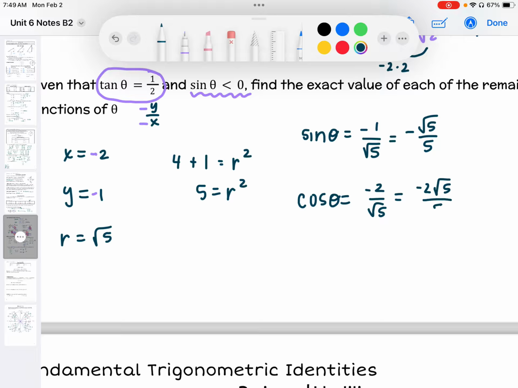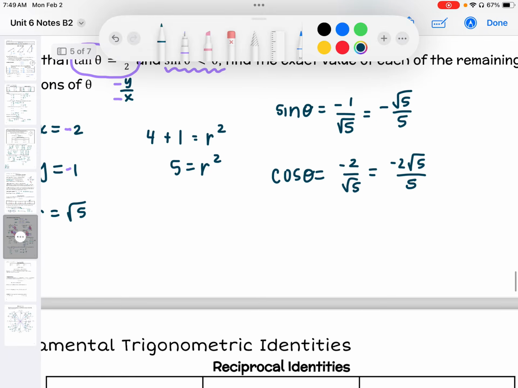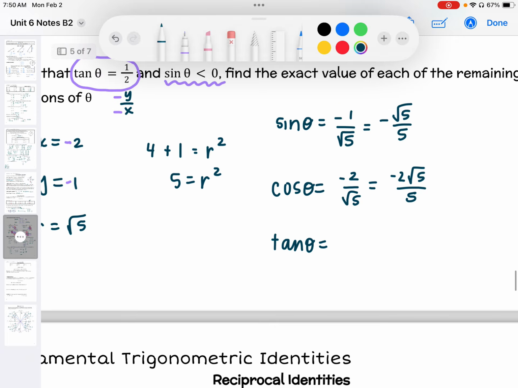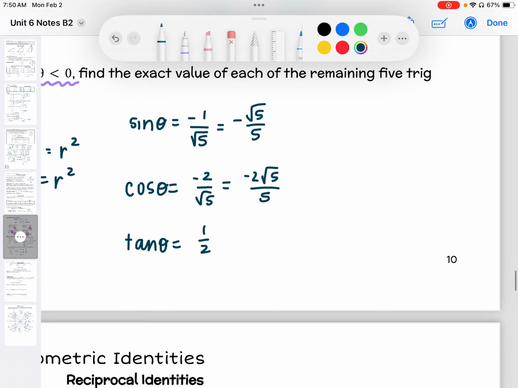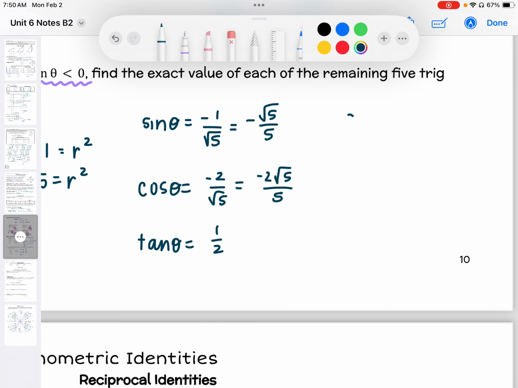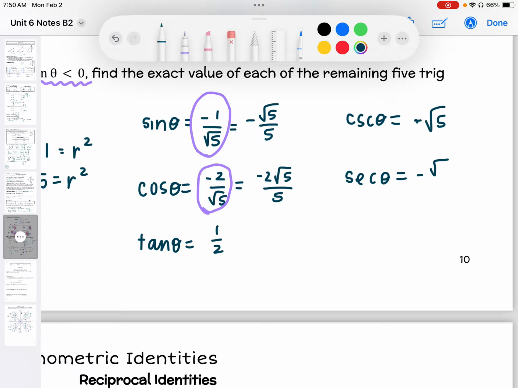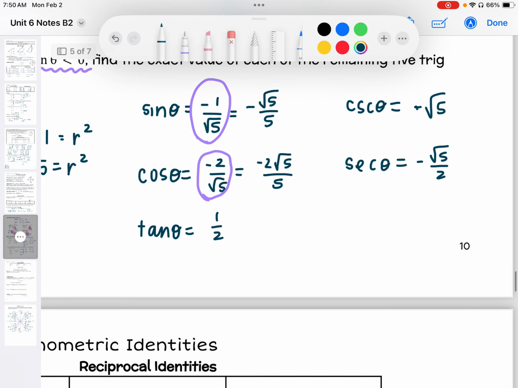And then tangent, where we get that one, we were given tangent of theta equals 1/2. So then if I want to do the reciprocals, I have cosecant of theta. I would flip this fraction, so I don't have to rationalize again, so I would just have negative root 5. Secant of theta, again, I would just flip over the unrationalized one, which would give me negative root 5 over 2. And then cotangent of theta is the reciprocal of tangent, which is just 2.